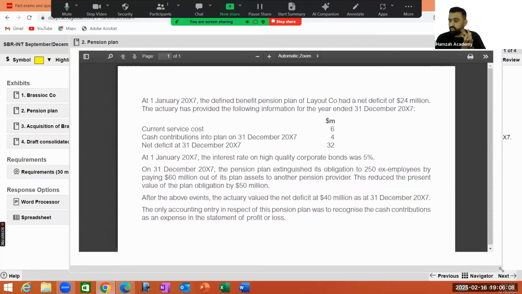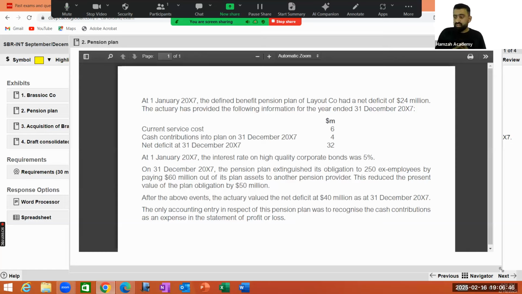Now, at 1st January X7, the defined benefit pension plan of the layout company had a net deficit of 24 million. The actuary has provided the following information for the year ended 31st December X7. Current service cost, cash contribution into a plan on December X7, and the net deficit at December X7, which is 32. On 1st January X7, interest on a high quality corporate bond is 5%.